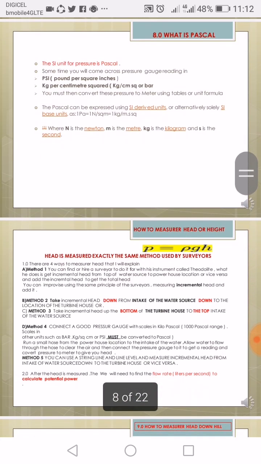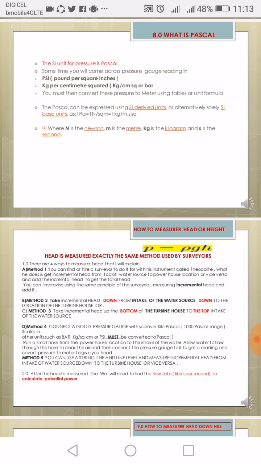Now let me come back and look at what is Pascal. Pascal is the standard international unit for pressure. Sometimes you come across pressure gauges that show PSI, pounds per square inch, or kilograms per centimeter squared, or bar.